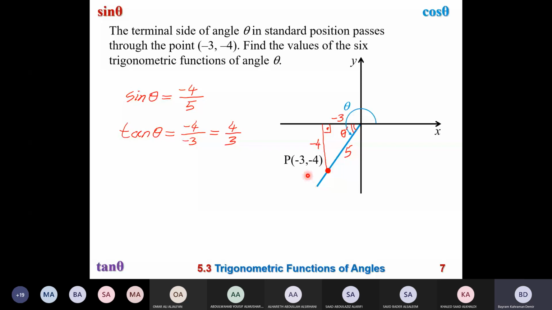R is always positive. So R is the distance, Shabab, right? R is the distance of the point to the origin, right, Shabab? R is the distance. X is a coordinate. Y is a coordinate. R is the distance of the point to the origin. So it must be a positive number, of course.